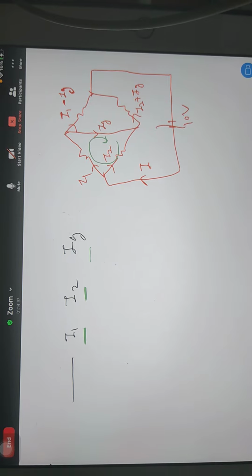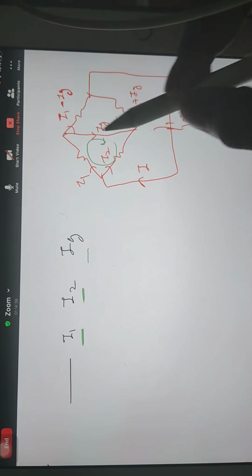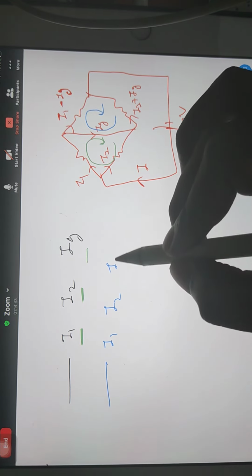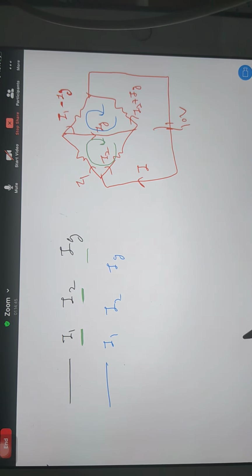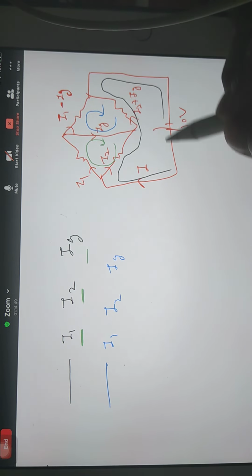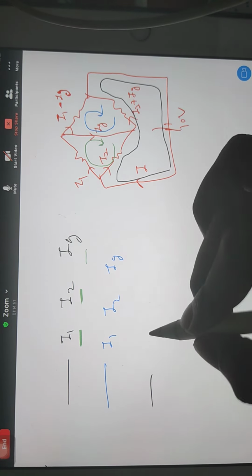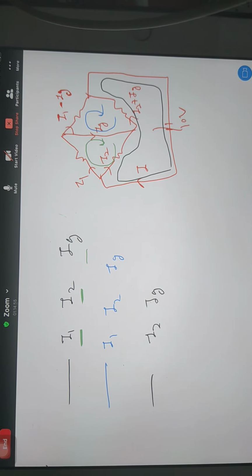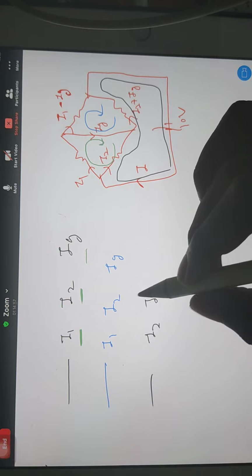Okay, so when we apply Kirchhoff's law in the second one, again we get a relation between I1, I2 and Ig. But when we apply Kirchhoff's law in this, then we get a relation only between I2 and Ig. Then we can do one thing, the easiest way.